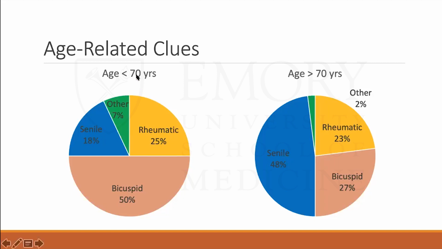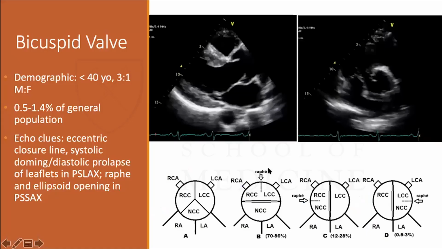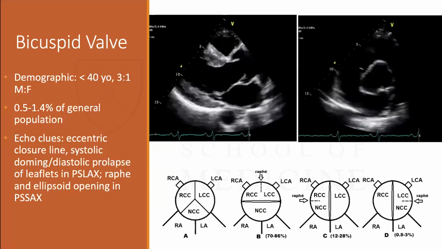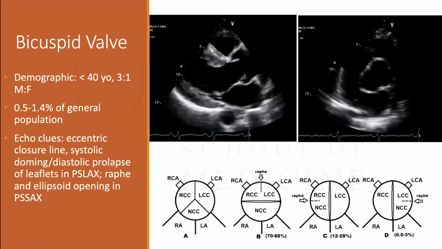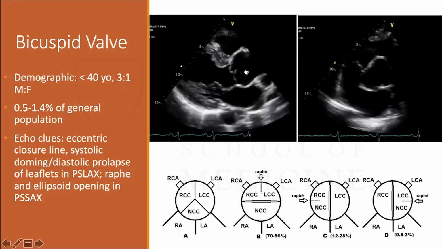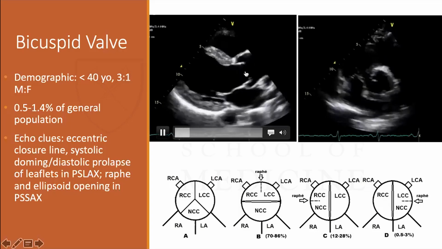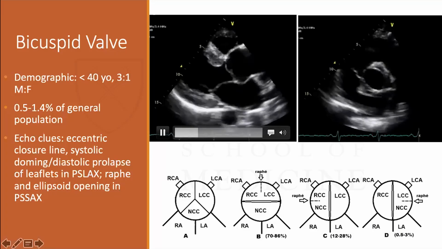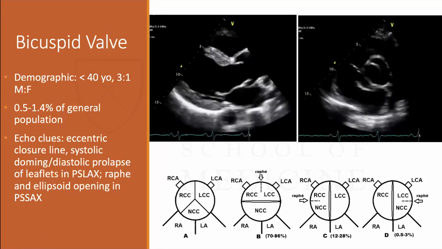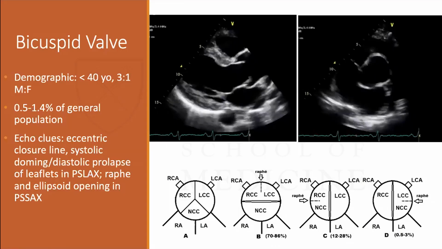Younger patients, less than the age of 70, if they have AS, it's usually because they have a bicuspid aortic valve. If they're older, it's usually because they have a calcific degenerative aortic valve. So briefly, bicuspid aortic valves are about 1% of the general population. Some of the clues you can look for on echo, especially in the parasternal long axis view, are an eccentric closure line of the leaflets. And in systole, sometimes you can see the leaflets dome and then prolapse in diastole.